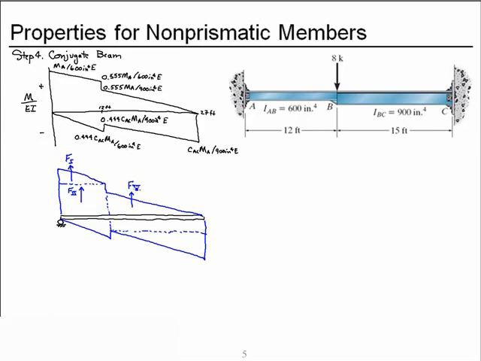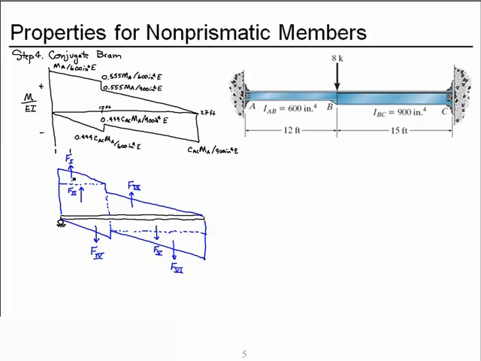Force 3, and then those below the conjugate beam are coming from the negative M over EI diagram, and so they act downward. Force 4, force 5, and force 6. And now let's label the locations.